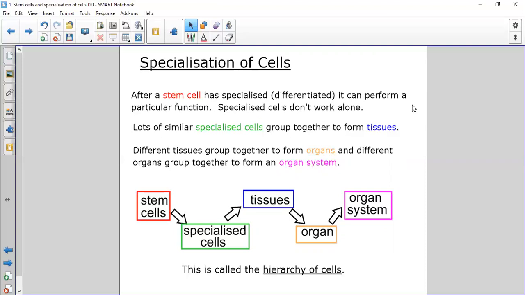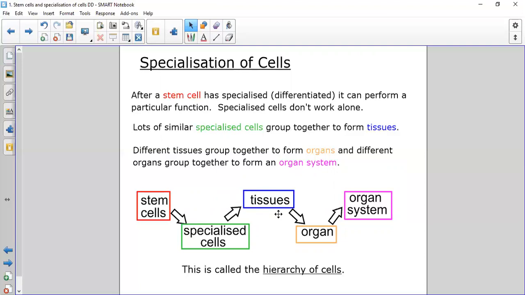So specialised cells group together to form tissue. So here we've got stem cells will give rise to specialised cells, and lots of similar specialised cells will clump together and form what we call tissue. And you might have heard of that word tissue if you've maybe hurt your ankle or your knee or your elbow or your wrist, and the doctor might say you've not broken it, but you've got soft tissue damage. So that's the tissue they're talking about, not the type of tissue that you blow your nose with.